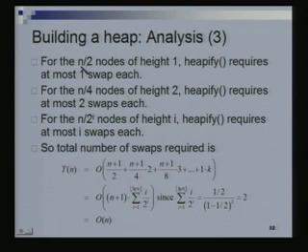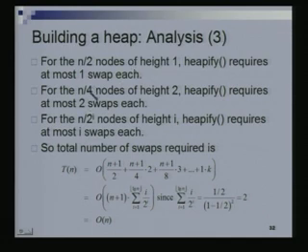So, if the number of nodes was of the kind 2 to the k minus 1, then we know that there are roughly n by 2 nodes of height 1, and for each of these nodes we require only one swap, because the subtree rooted at these nodes is height 1. So we require only n by 2 swaps.